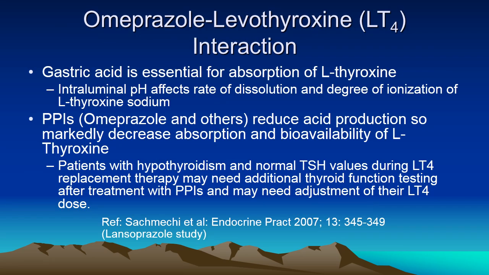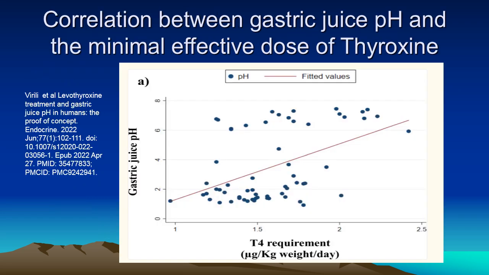Omeprazole levothyroxine interaction is clinically very important. Gastric acid is essential for absorption of levothyroxine. Intraluminal pH affects rate of dissolution and degree of ionization of the levothyroxine. Proton pump inhibitors reduce acid production, so markedly reduce bioavailability of levothyroxine, and treatment failure is expected in patients receiving a given dose for hypothyroidism. During replacement therapy with T4 in hypothyroidism, additional thyroid function testing must be done after the start of PPI and dose adjustment made. This is because the T4 requirement increases as intragastric pH increases linearly.